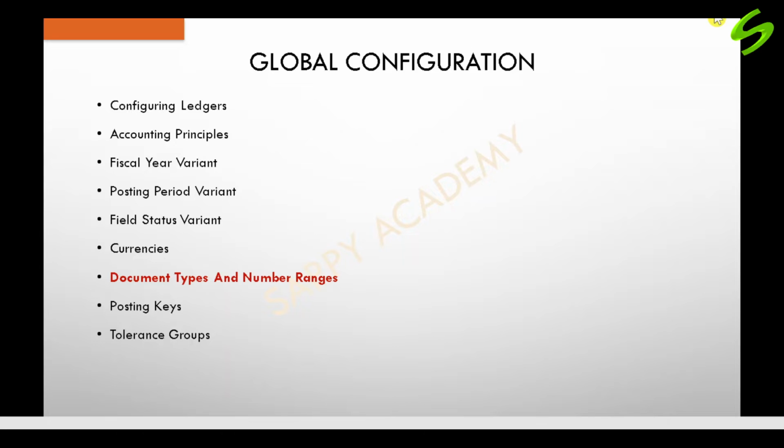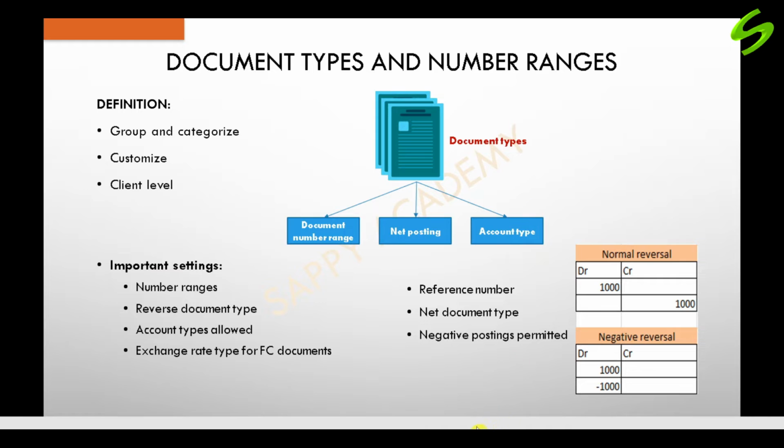Let's move on to the next topic, document types and number ranges. The document type is a key that is used to group accounting documents and categorize business transactions. The document type is entered in the document header and applies to the whole document. The document type also assigns a document number to a business transaction. SAP provides standard document types for most common business scenarios. We can also create our own document types according to our needs.